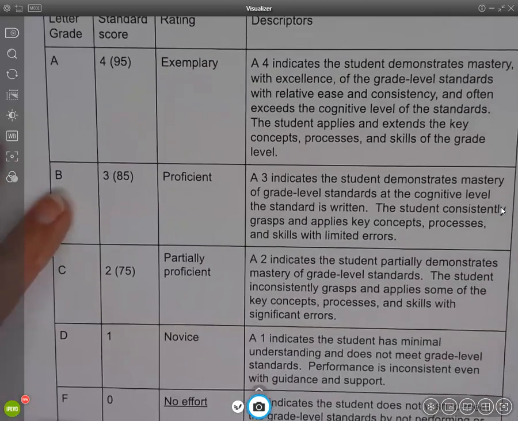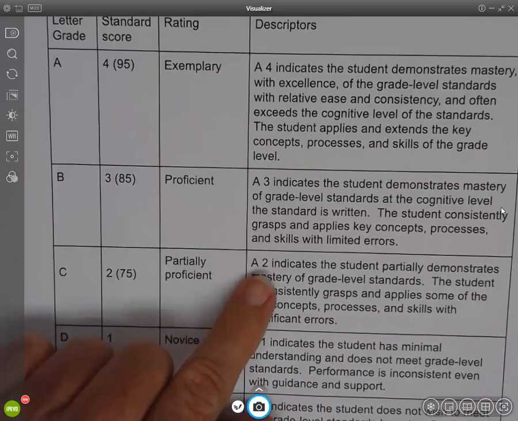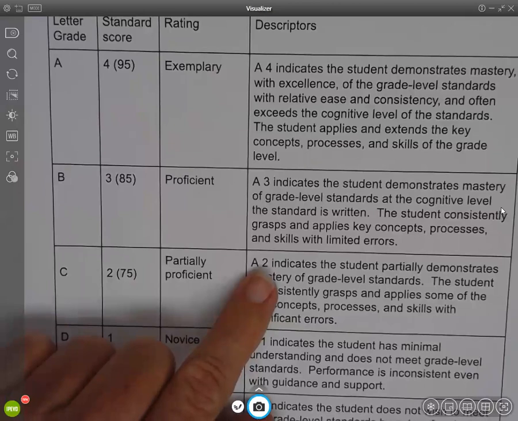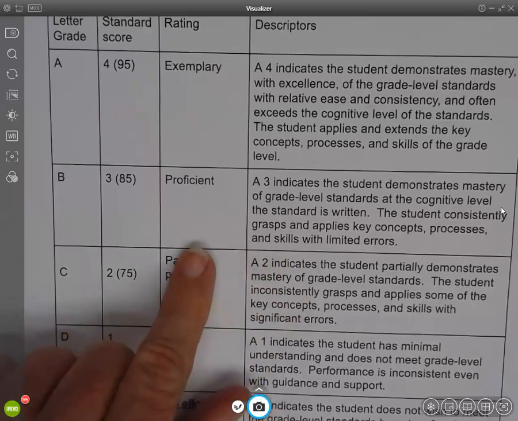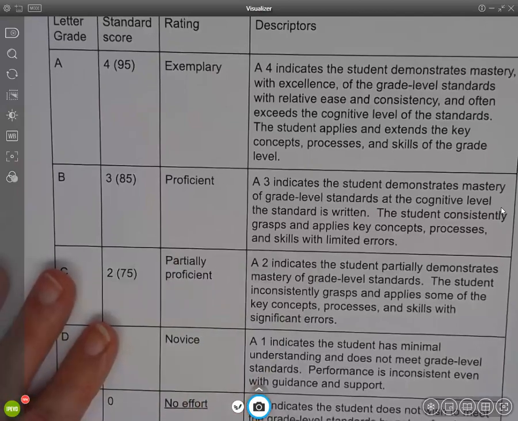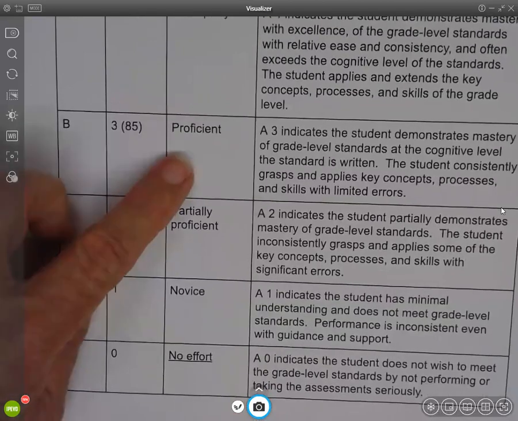A B is considered proficient. That's a 3 or an 85% or an 8.5 out of 10. A 3 indicates the student demonstrates mastery of grade level standards at the cognitive level that the standard is written, the student consistently grasps and applies key concepts, processes, and skills with limited errors. So for proficient, typically this would mean that you get one answer incorrect. It depends, of course, how many questions there are. So it could be 1 or 2 that you get wrong. And it depends on which level of question.